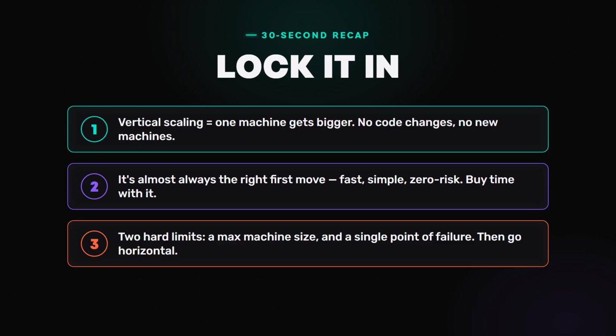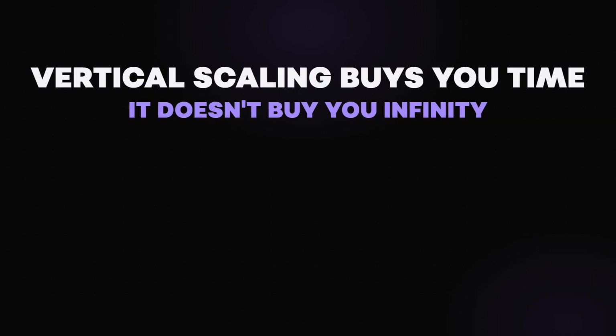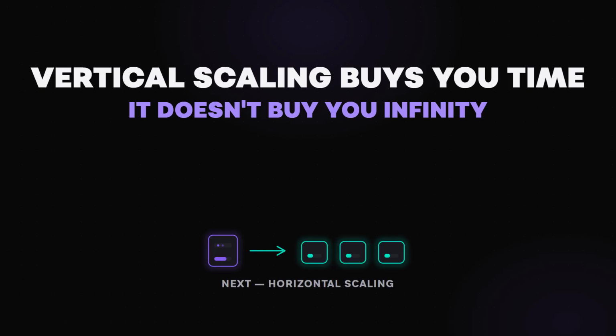Takeaway 3. It has two hard limits. There is a maximum machine size you cannot exceed and you still have a single point of failure. At that point, you have to go horizontal. Vertical scaling buys you time. It does not buy you infinity. Trust me. In the next video, we are covering horizontal scaling, adding more machines instead of making one machine bigger. That's where the real complexity of distributed systems begins.